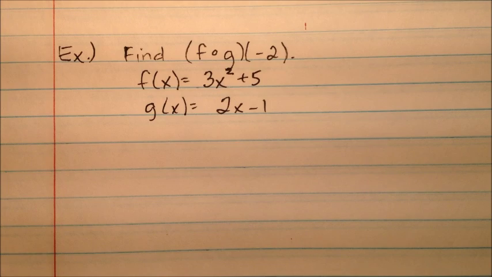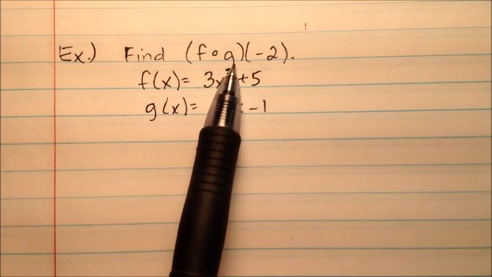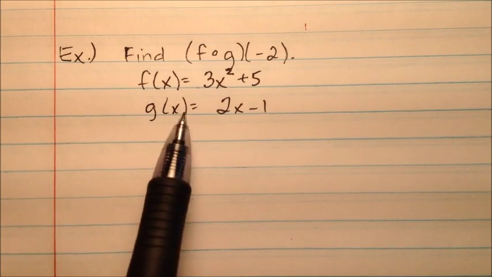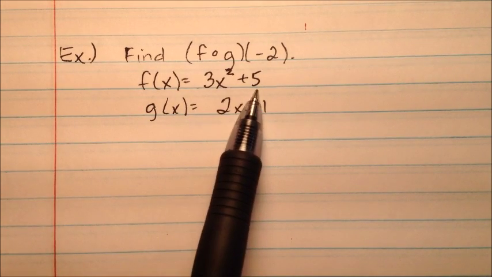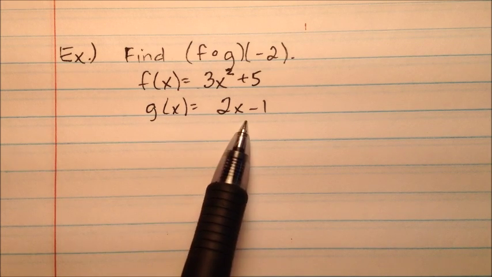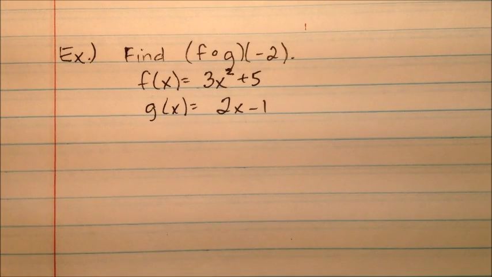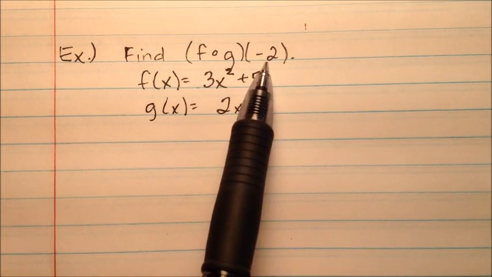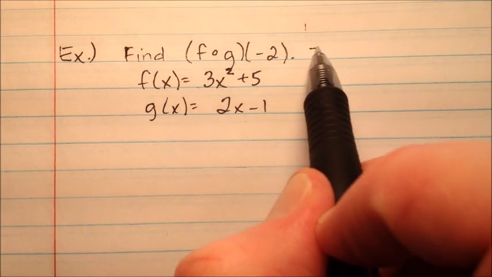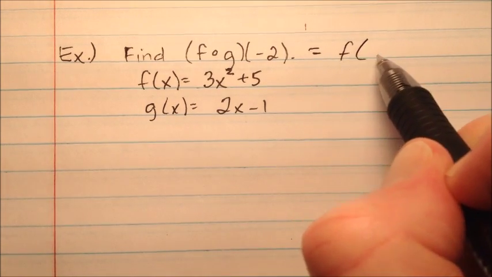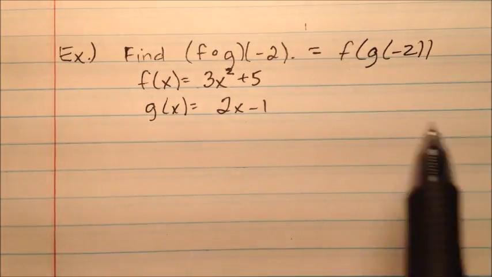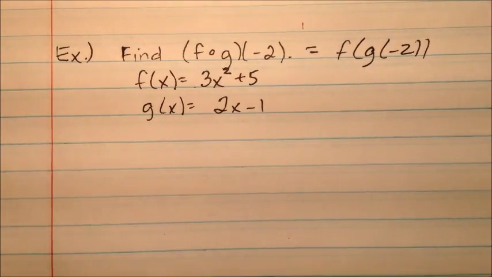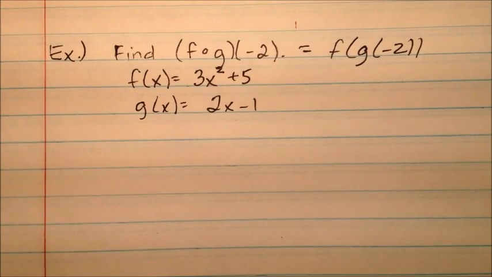In this third and final example, we're going to find f circle g of -2. So we're going to evaluate the composition at -2. And we're going to use the functions f of x equals 3x squared plus 5 and g of x equals 2x minus 1. So in the previous problems, we kind of approached it two ways. We said, well, we can find the composition and then plug in -2. Or, since really this means f of g of -2, we could just plug -2 into g, and whatever we get there, plug into f. So let's go ahead and do the composition first.